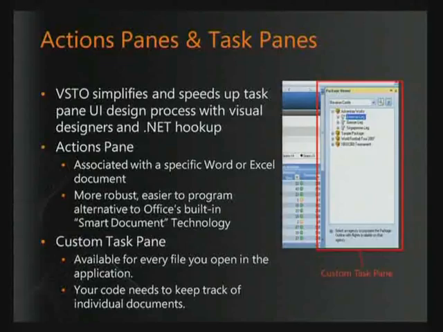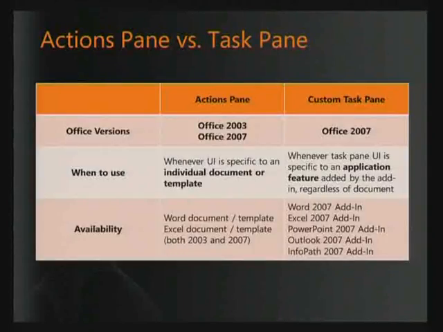And so I've got a slide coming up that sort of explains which is which, a little bit of a comparison chart. The other thing to make note of is that the task pane is application level, but it's only new in Office 2007. The Actions pane works in previous versions of Office, 2003 and 2007, and it will continue to be an interface in the future. So that's the list of exactly what and where.